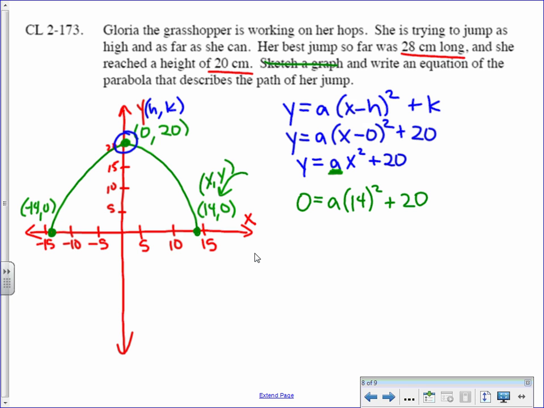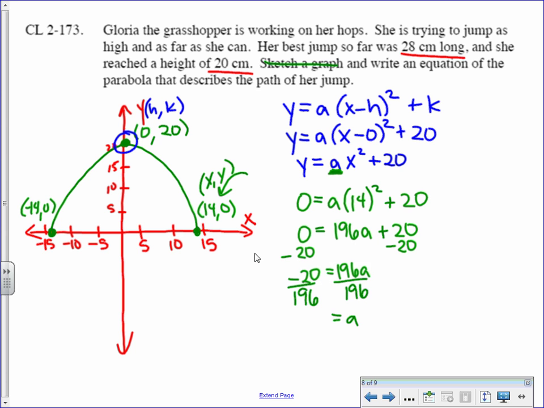Okay? If I square 14, I get 196. So 196 times a plus 20 equals 0. Let's subtract 20 from both sides. Negative 20 equals 196a. Now in order to get my a alone, I need to divide by 196. So let's go ahead and do that. So now a equals negative 20 divided by 196. I don't know what this is off the top of my head, so I'm going to type that in my calculator. And it gives a decimal, but if I hit math frac, I can get the simplified fraction, which is negative 5 over 49.